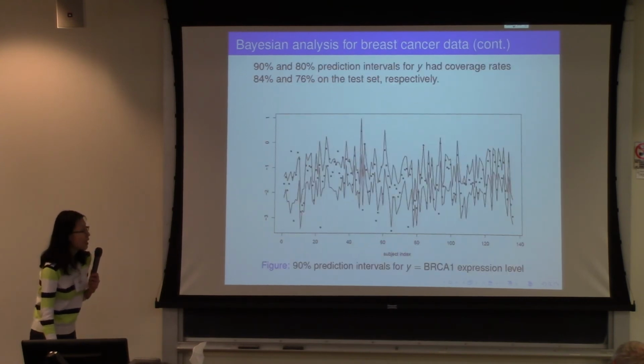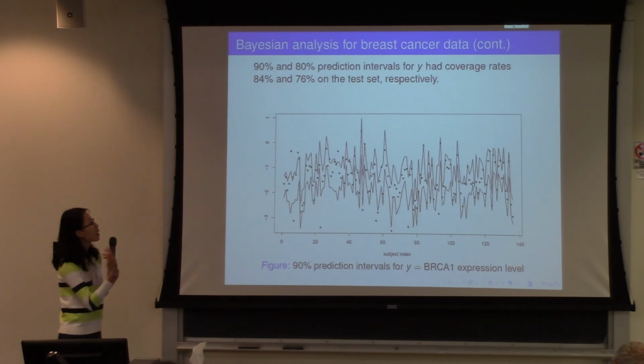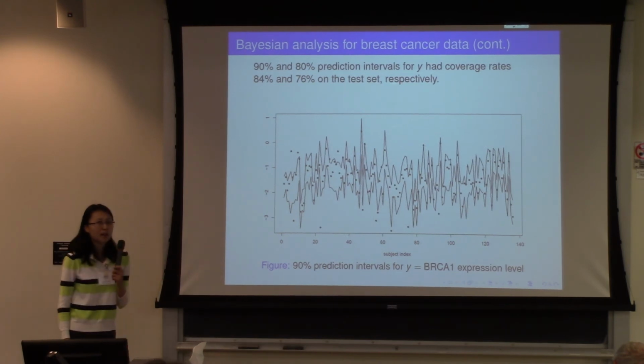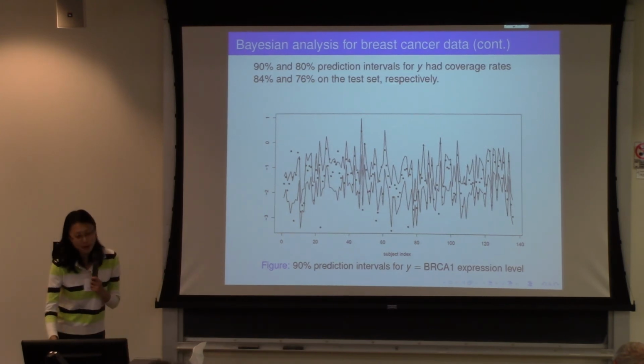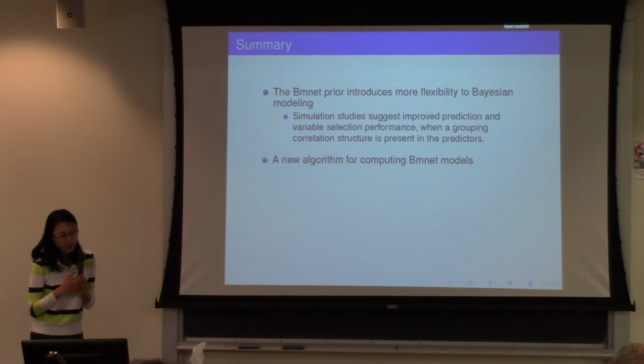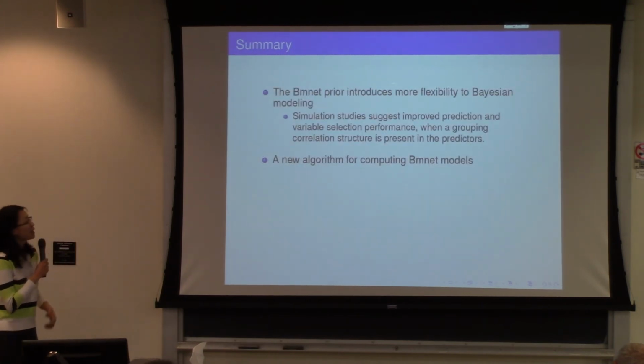Some other things I can provide are prediction intervals. For example, a 90% prediction interval ends up including 84% of the observations on the test set. That's about right, it's in the ballpark. So that's the summary page of my talk.